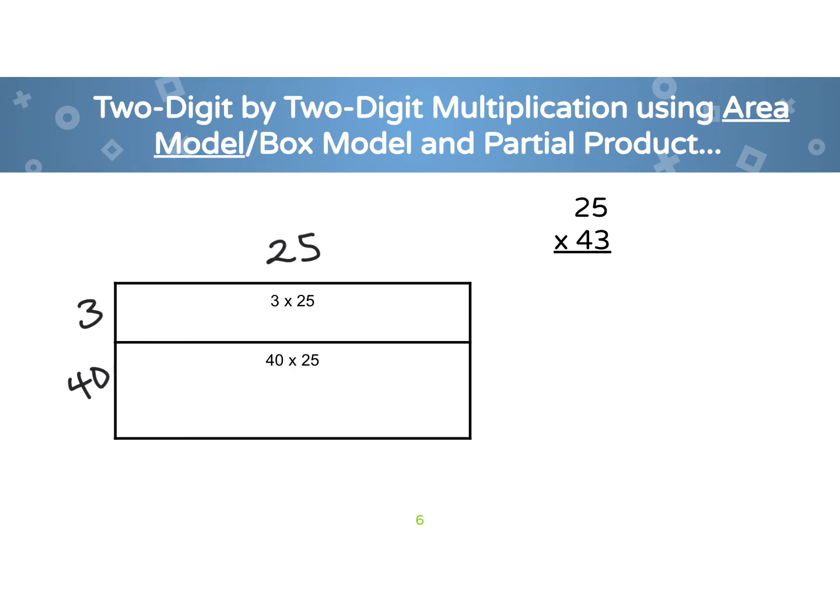Okay, so if we do this, we have 3 times 25. That's our first partial product. And that would be 75. And then our second partial product would be 40, because remember, the 4 is not a 4. It stands for 40 because it's in the tens place. 40 times 25. Okay, so see if you can work that out and then find your product in box number 2. And then we'll turn the video back on.